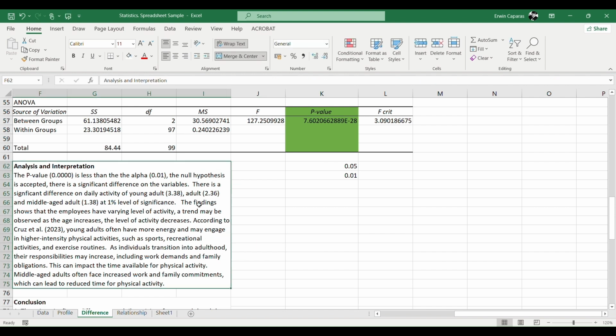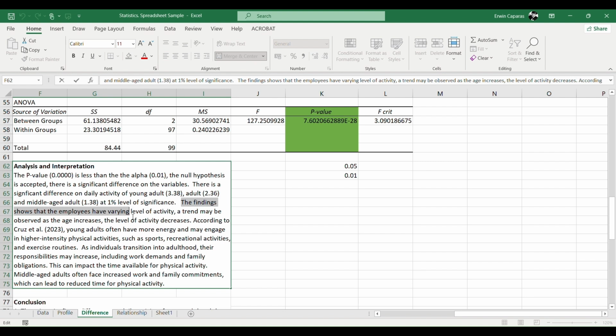The findings show that the employees have varying levels of activity. A trend may be observed: as the age increases, the level of activity decreases. So habang tumatanda, ang level of activity niya ay bumababa.